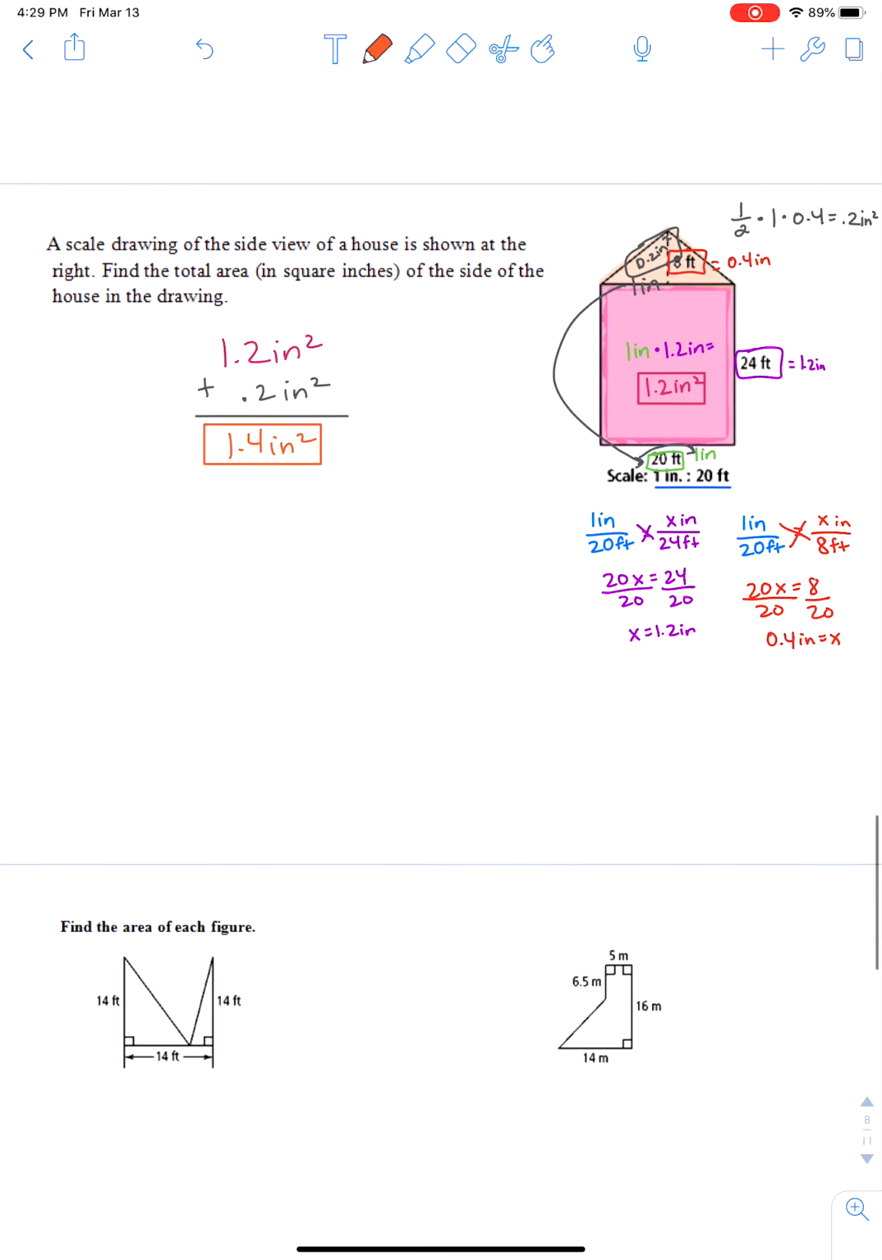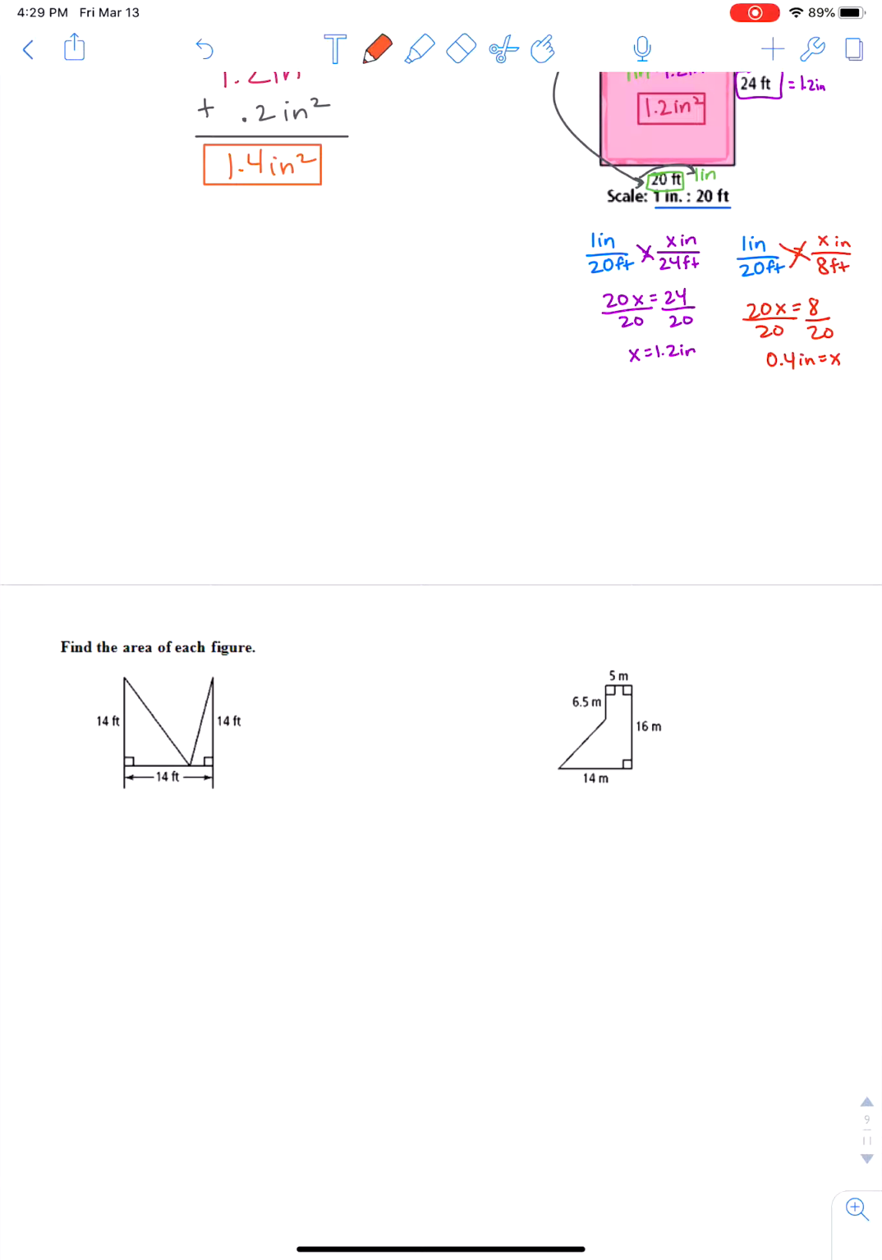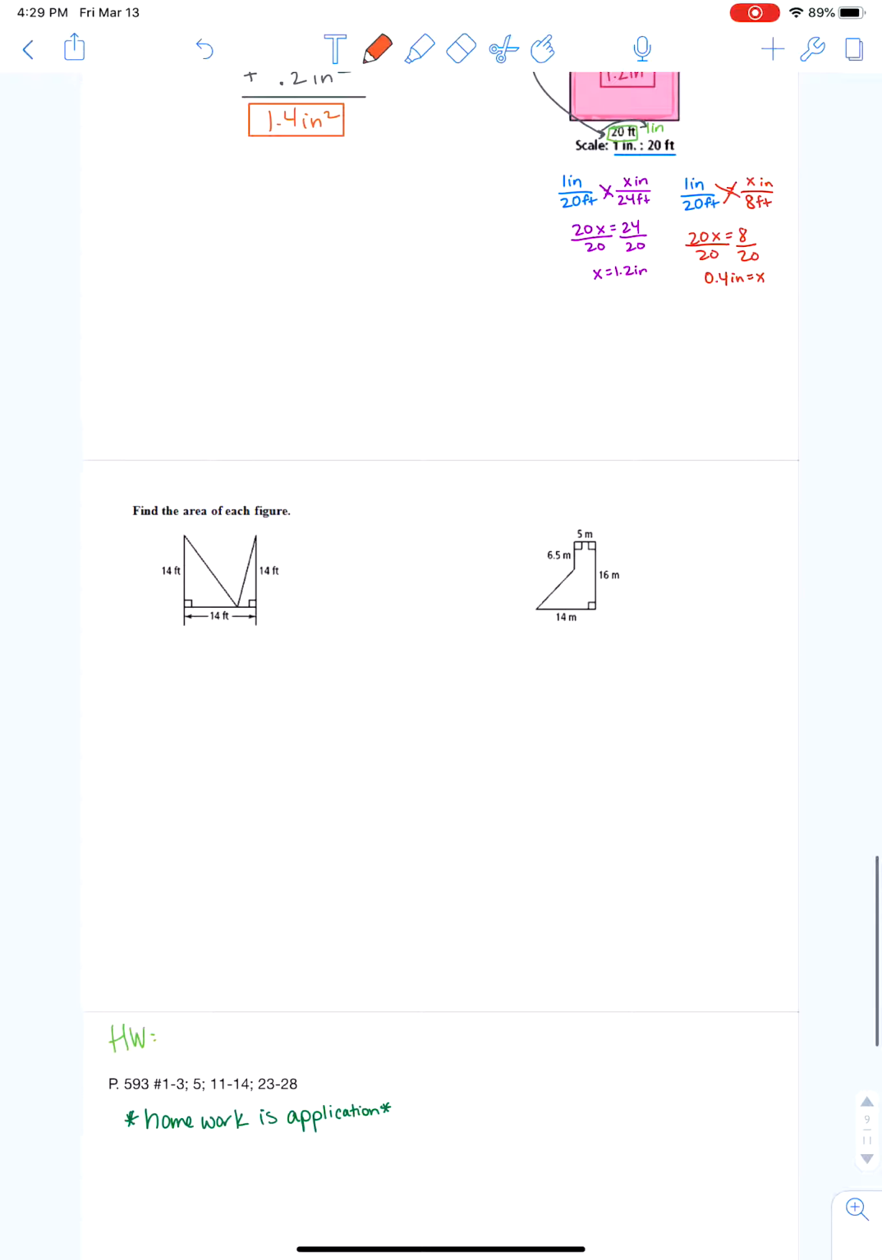We're going to go into combining some shapes. So there are only 2 problems left.